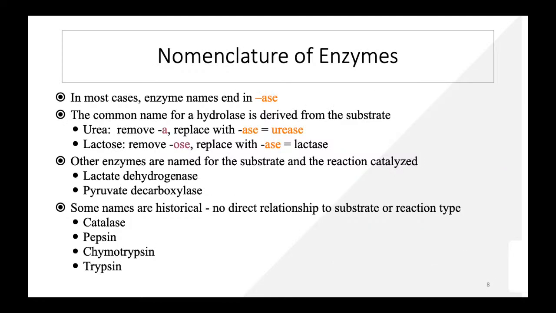So how do we give them names, the nomenclature of these enzymes? In most cases, enzyme names end in -ase. So if urea is the substrate, the name ends in -ase, so we just replace the ending with -ase: urease. Lactose gives lactase. Other enzymes are named like lactate dehydrogenase, pyruvate decarboxylase, and some names are historical, which don't have any relationship to substrates, like catalase, pepsin, chymotrypsin, trypsin.